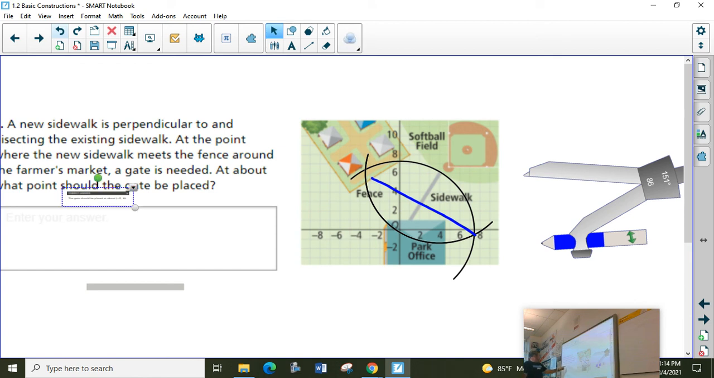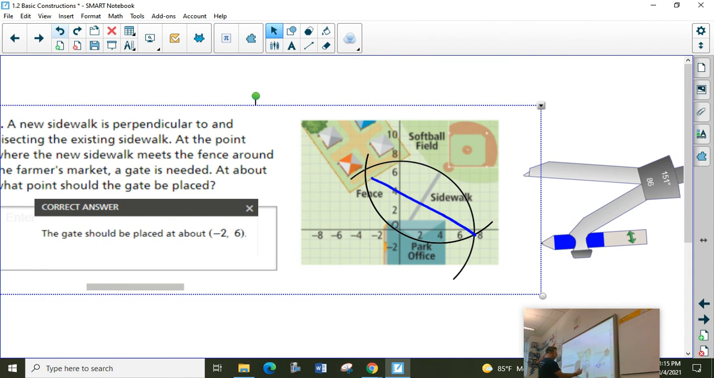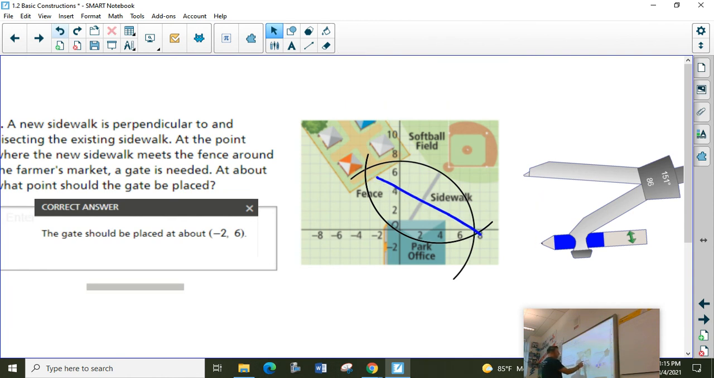About what point would the gate be placed? That looks like (-2, 6). I think I got off a little bit here. My screen got a little off, but if you do this on your paper, you'll probably get a better answer than I did. But -2 is right here and 6. So I just got off a little bit. That's about where it should be.